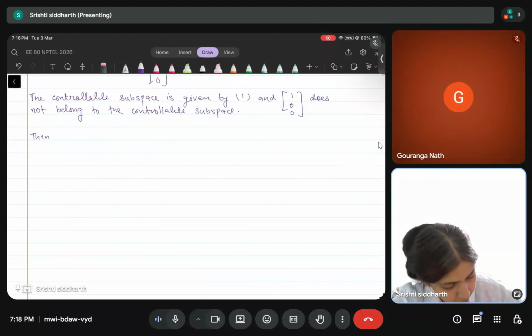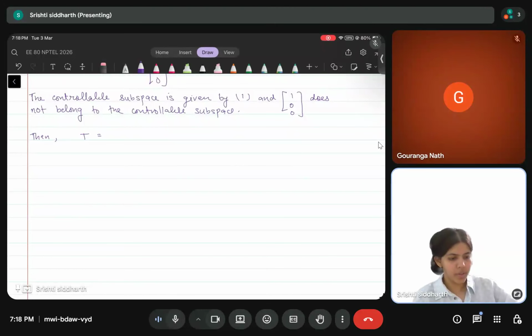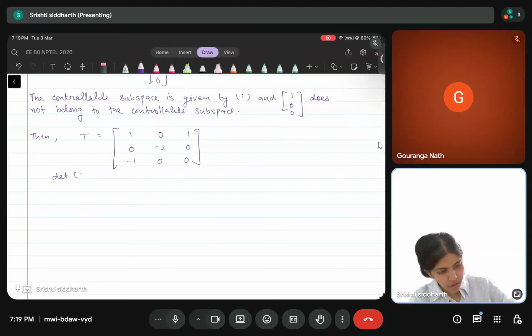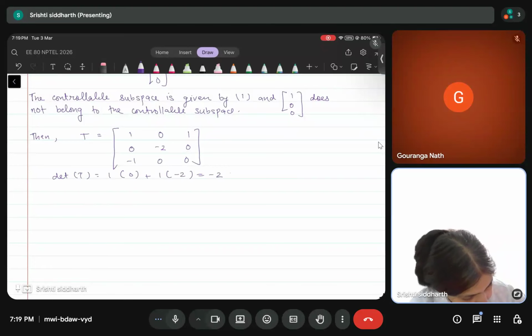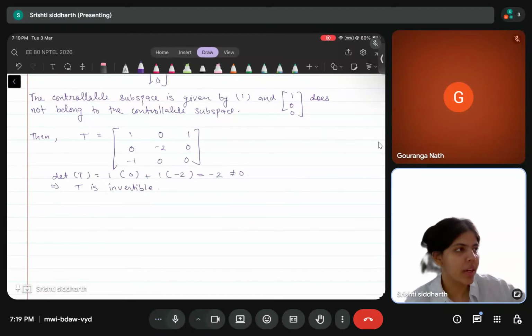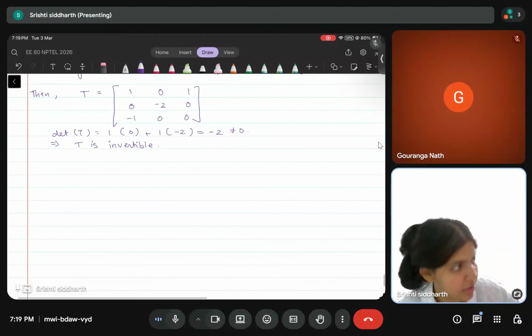Since this is true, then we can find the transformation matrix T, which is simply the three column vectors put together. So how do you check that T is invertible? Calculate the determinant. So this is 1 times 0, and I guess this is 1 times minus 2. This implies that T is invertible. So write down T inverse directly. You can check this later.